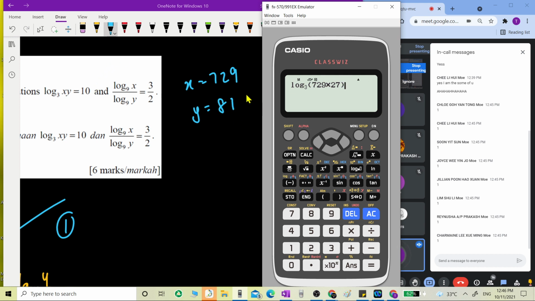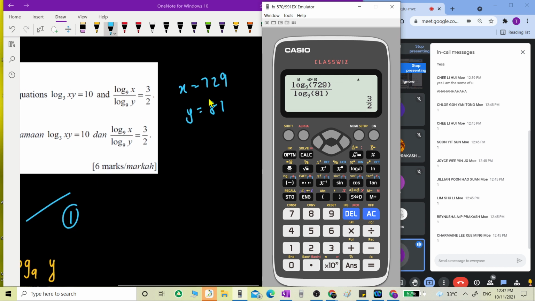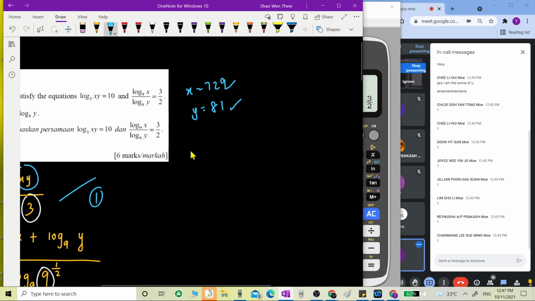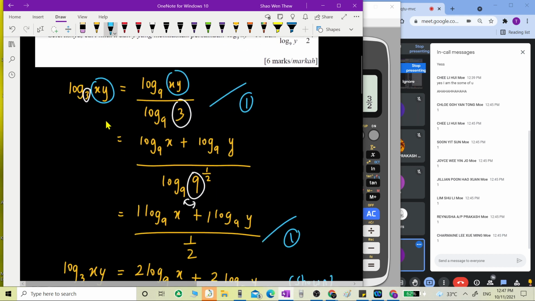Okay, now we do the second equation. Log 9 and this one is x. Put everything into the left only. This one is 81. Exactly the same. So I can confirm 100% these two are correct. Okay, not difficult. Now you can snap.